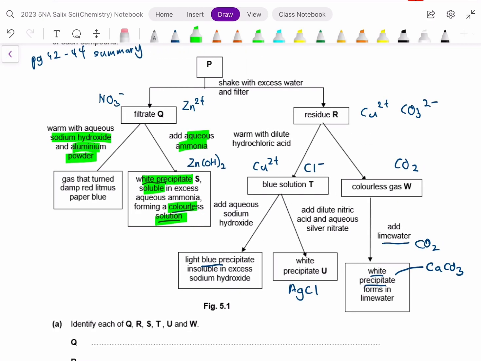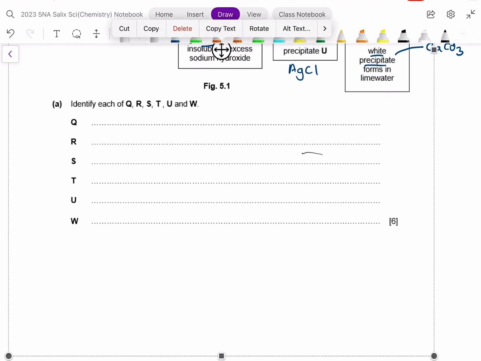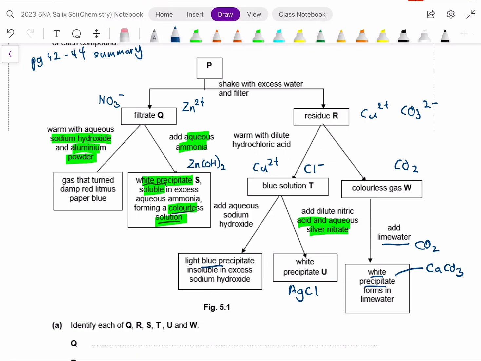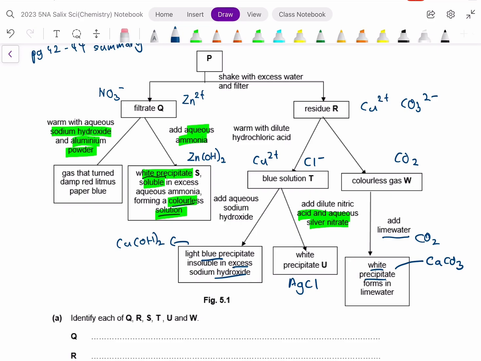Then you have dilute nitric acid and silver nitrate. That's a test for chloride. From here we can identify there is chloride and there's Cu2+, because down here you have a blue precipitate that is insoluble in excess, so it shows there is Cu2+. This blue one is copper(II) hydroxide, in case you want to know. Then the white precipitate is silver chloride.